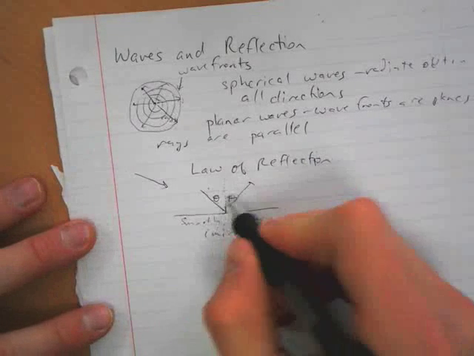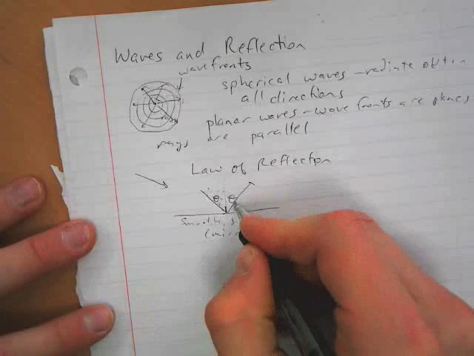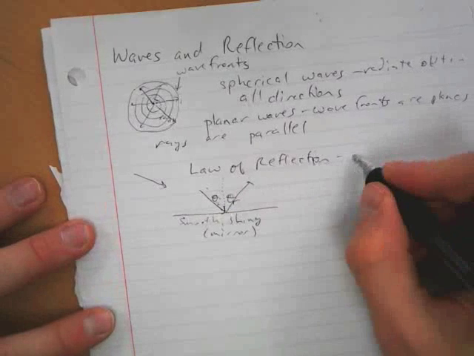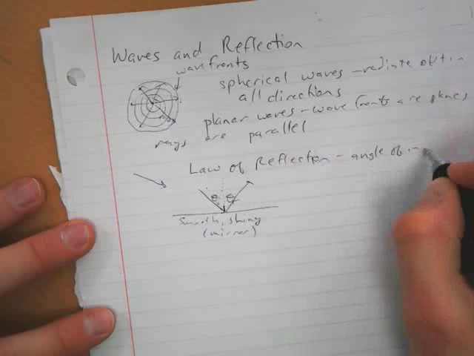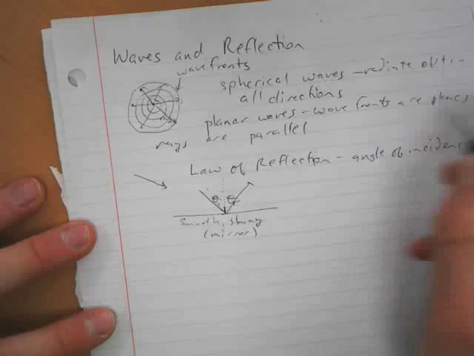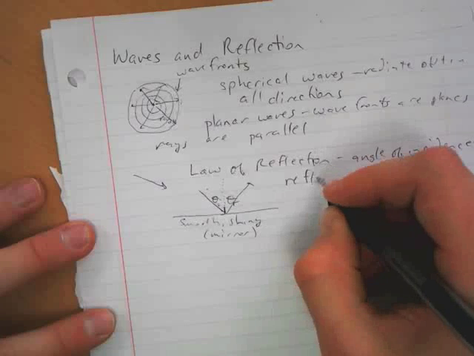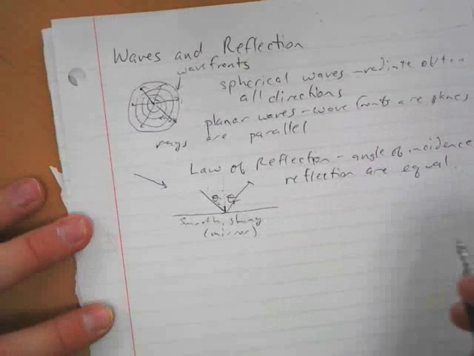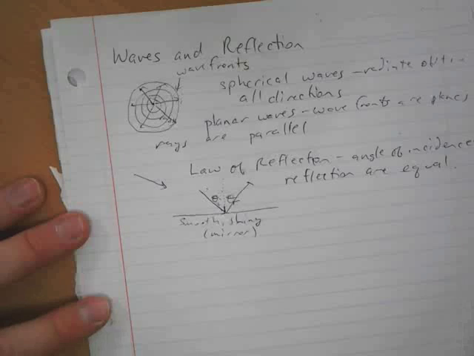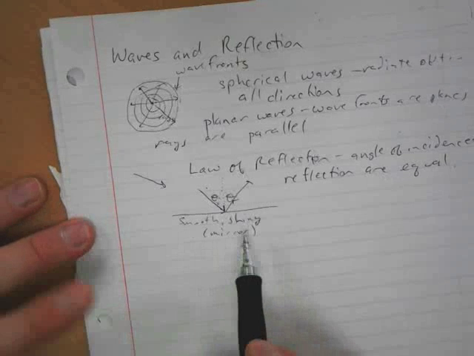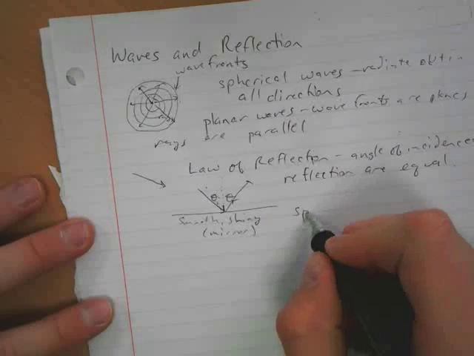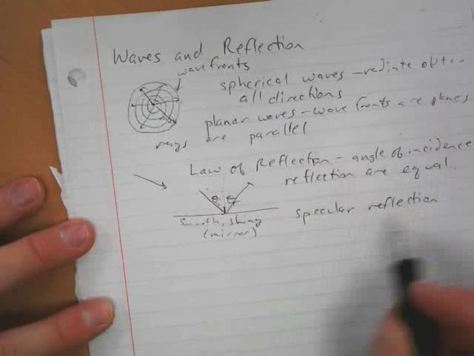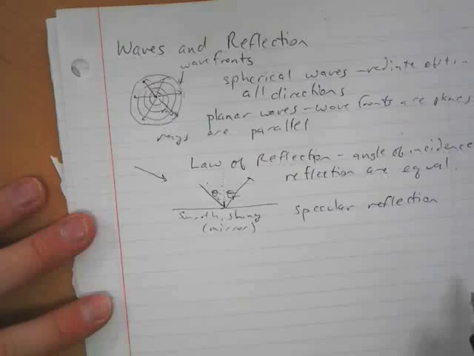This angle is called the angle of incidence. This is the angle of reflection. Theta sub i is for incidence. The law of reflection states that the angle of incidence and reflection are equal. They are always the same angle. Now, for a smooth, shiny surface, like a mirror, this is known as specular reflection. I'm not sure what specular means, but that's what it's called.